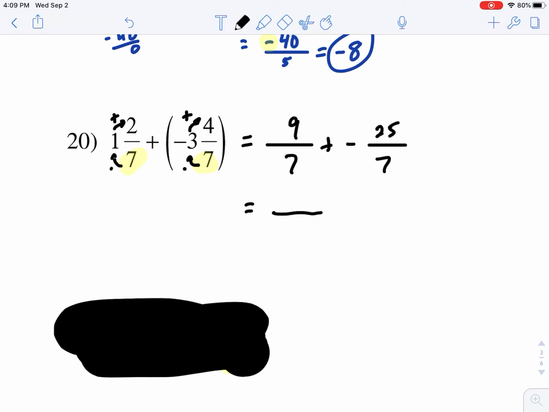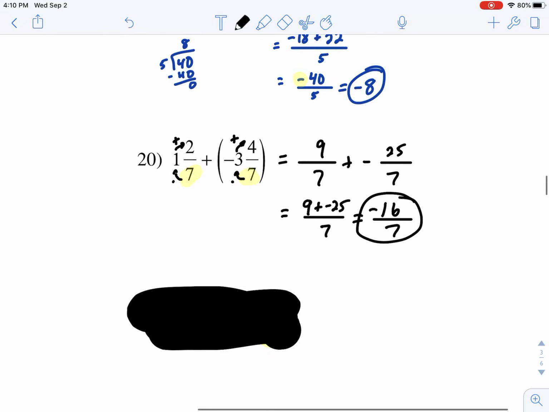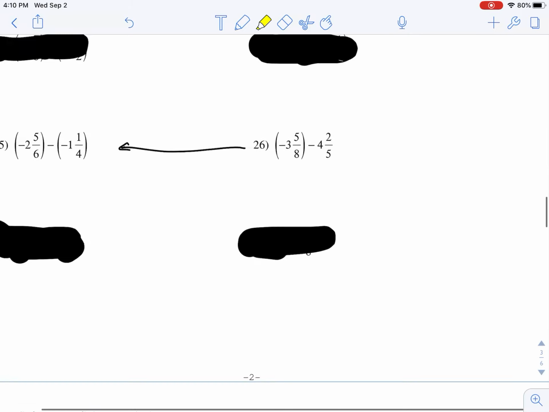So what I'm looking at here, both over 7, it's 9 plus negative 25. We have a positive number plus a negative number, so you subtract. 25 minus 9 is 16. Keep the sign of the bigger number, negative 16. Negative 16 sevenths. Now, that's probably not the answer because the problem had mixed numbers.